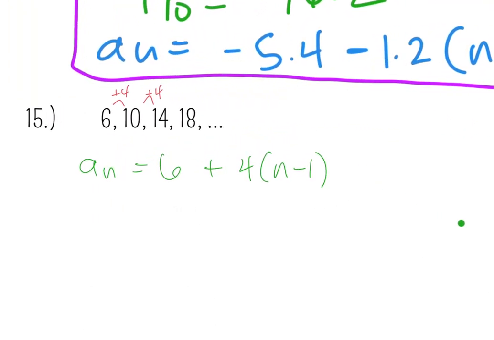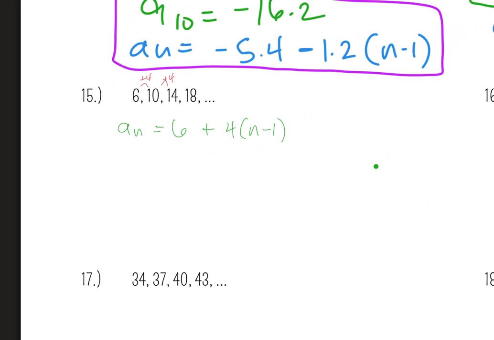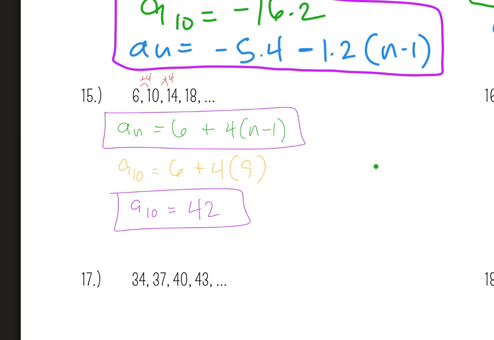Going here, though, this is plus 4 each time. And this is the right sequence for it, or the right formula for it. Now to find a sub 10 is 6 plus 4 times 9. That's 36 plus 6, so a sub 10 is 42. There's this answer and this answer.